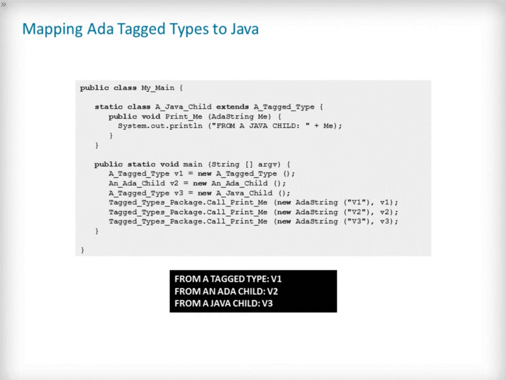It is also possible for Java classes to continue the type extension from any Ada tagged type. So here we've extended a tagged type to give a Java child and overridden the printme subprogram. Given a slightly different main program, we get the following output. You can see the callPrintMe subprogram successfully dispatched across the Ada and Java language boundary.